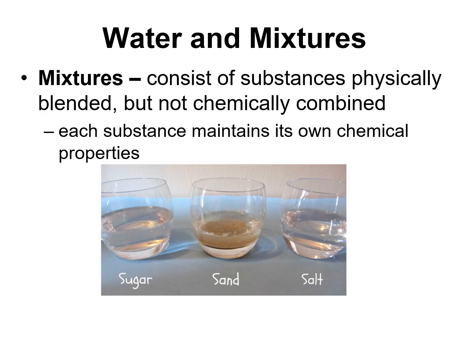Mixtures consist of substances physically blended but not chemically combined. So for example, if we take water and mix sugar in with it, we get sugar water. Each of the initial substances, the water and the sugar, maintain their own chemical properties.